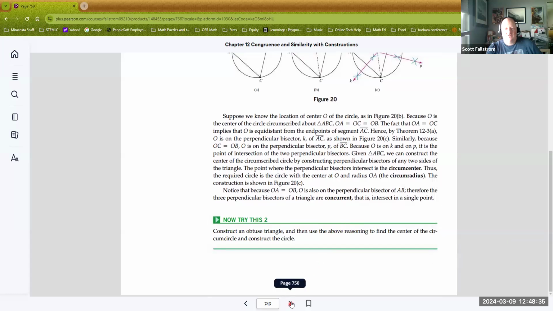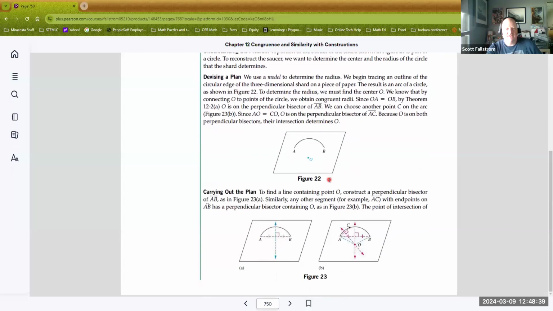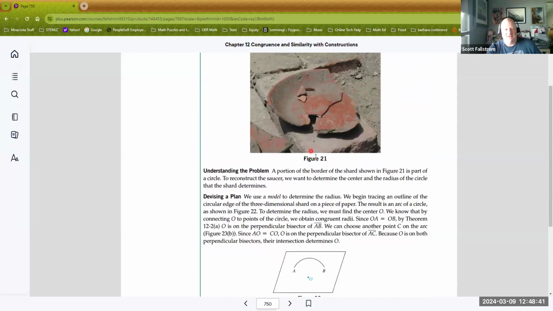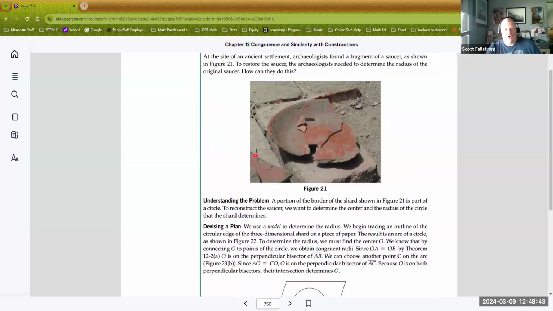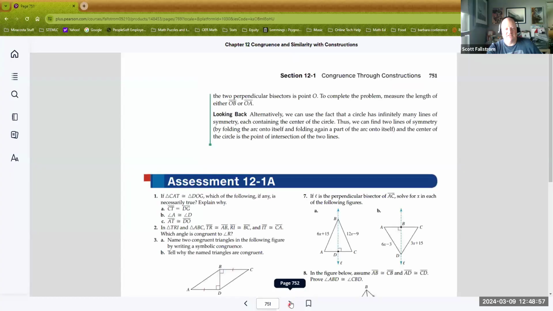Okay. So that's the construction. And they did show kind of how you could use something like this. If you only found a shard or a piece of pottery, you could use this technique to figure out how big the bowl was, even though all I have is a shard, even though I only have a piece. And so we can actually find where the center would be.